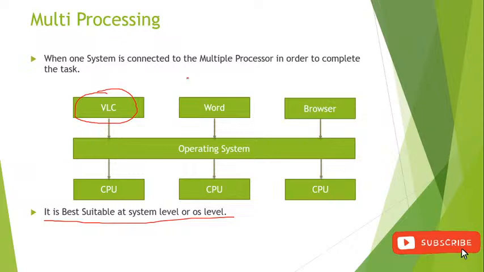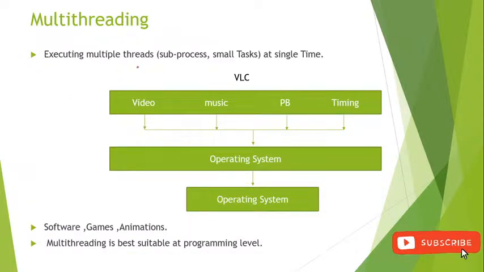See here, if you see the definition, executing multiple threads, that is sub processes or small tasks, at the single time is known as multi-threading. When we execute all the threads at the same time, that is multi-threading. If you take video, music, progress bar, or timing, these are all small tasks present inside the big task, the VLC. VLC means the process here, and video, music, progress bar, timing are the small tasks, the threads.